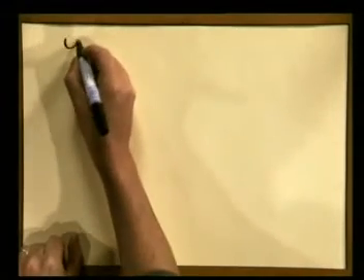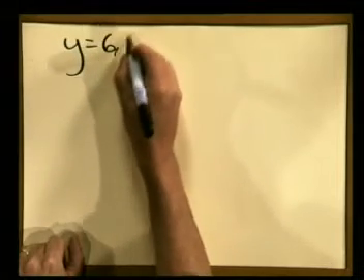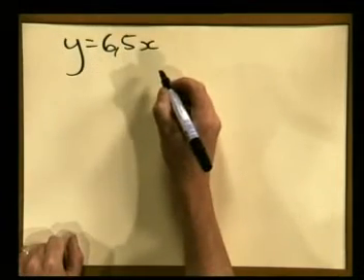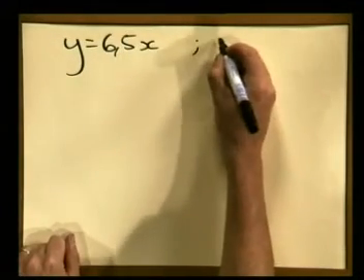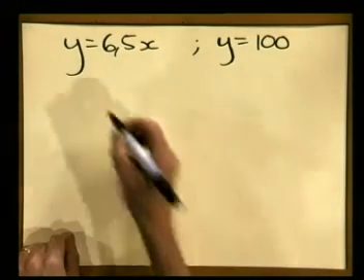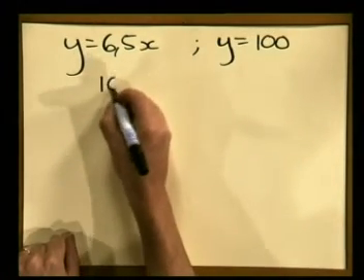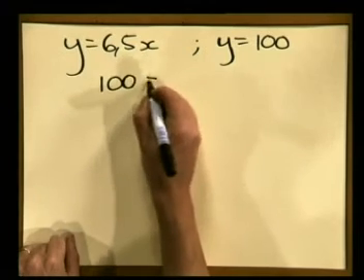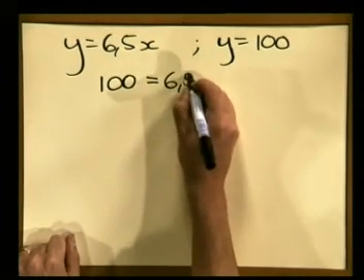Again, we know that Y is equal to 6,5 X, and I need 100 Rand. So I know that Y is equal to 100. Therefore, my equation becomes 100 is equal to 6,5 X. To solve for X, or the mass, I must find a number that if I multiply it by 6,5, I get the answer of 100.